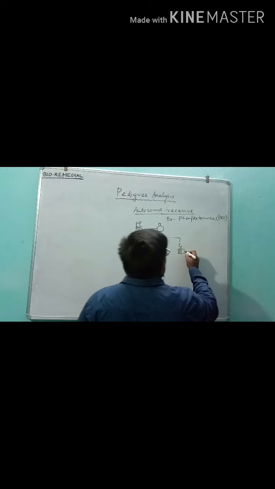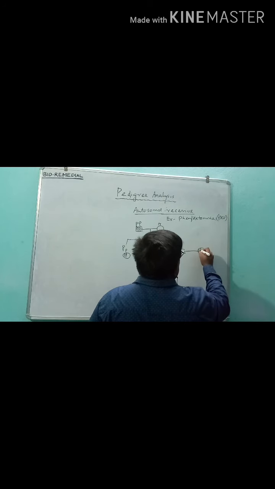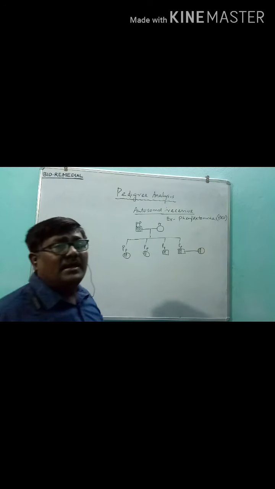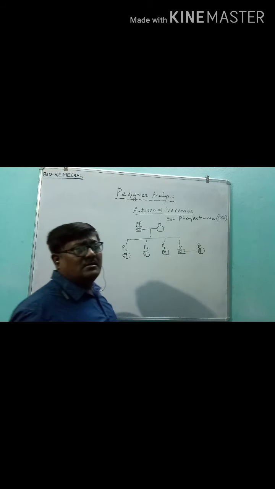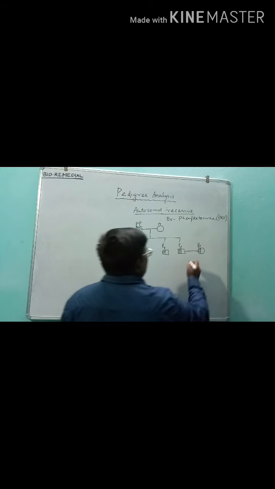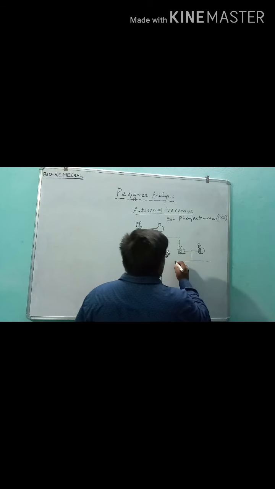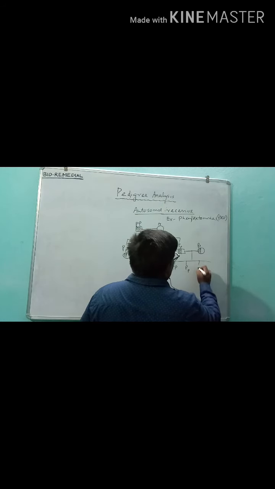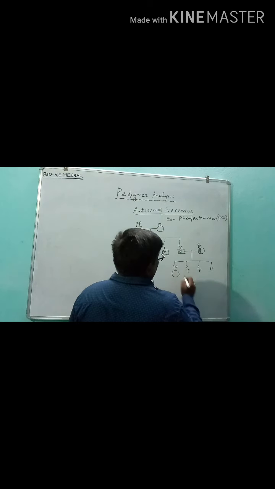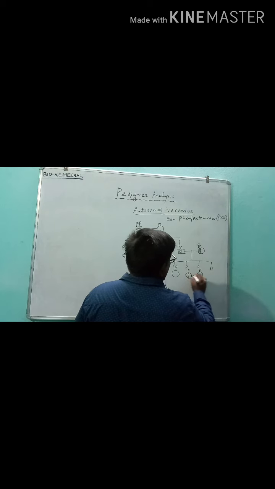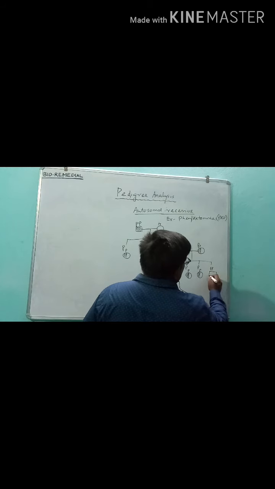Then suppose a carrier male gets married to a carrier female. I am just doing a random combination; you can also practice. Then the combinations will be: capital P capital P, capital P small p, capital P small p, small p small p. Here one is normal, two are carriers, and one individual will be affected.